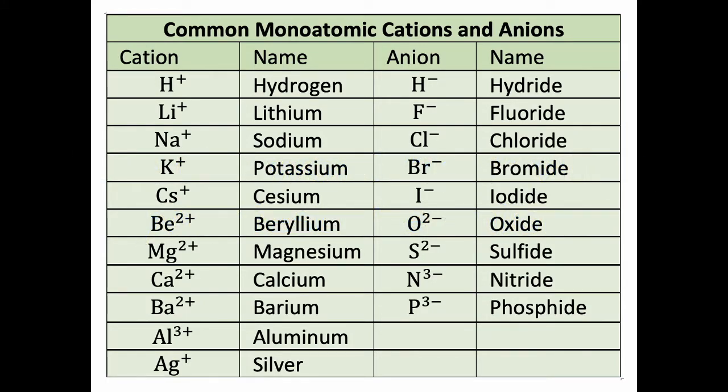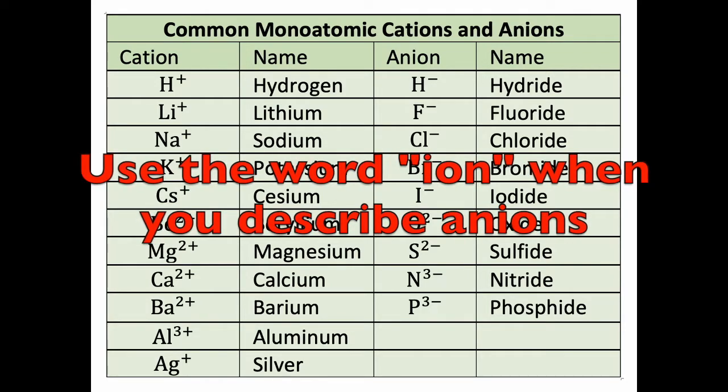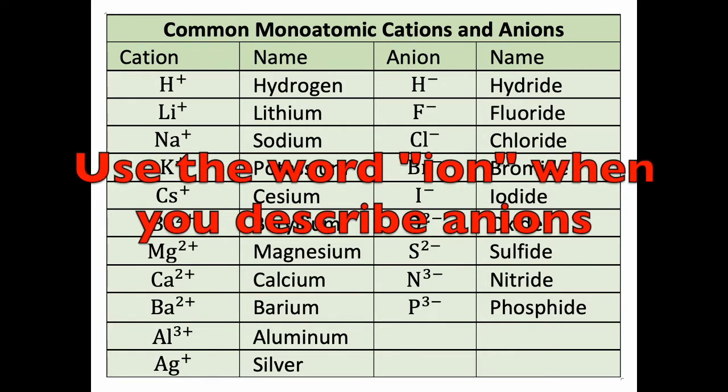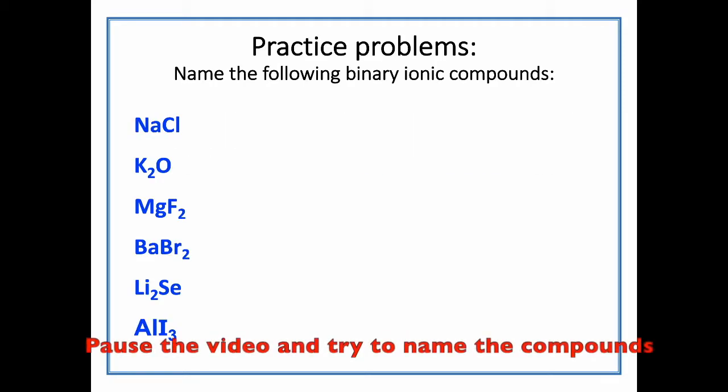The names of the anions all end in "-ide," and we use the same convention when we talk about them in everyday chemistry speak. We say fluoride ion or phosphide ion. Because our cations are metals and our anions are nonmetals, you can expect a binary ionic compound to have a metal and a nonmetal in it. Pause the video and try using the rules to name the following binary ionic compounds, and then come back when you're done.